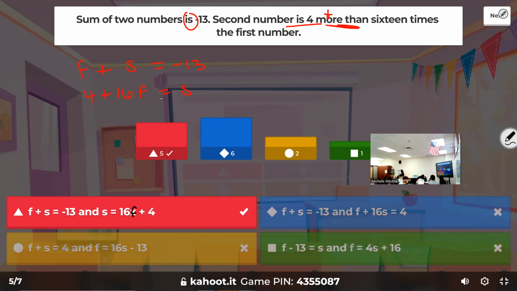Questions on that? And then you could choose whatever method you would want to solve. The way that this would be set up, I'd probably solve it by substitution, because the S is already alone. But that's your decision when you get to that on your test. Questions on that?